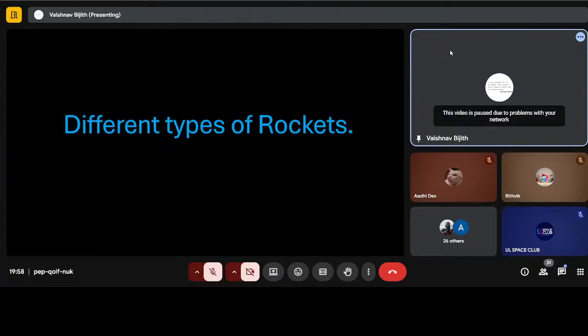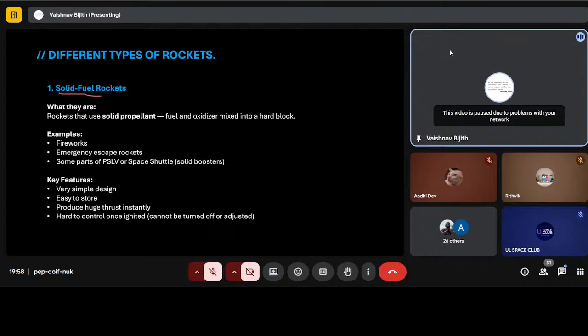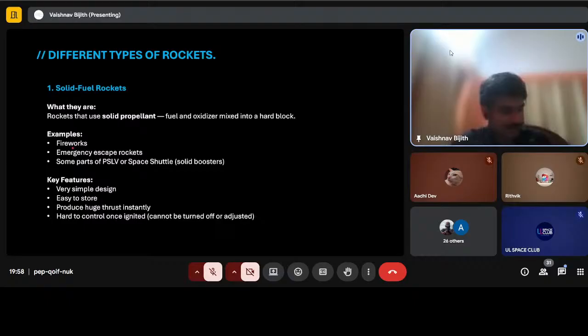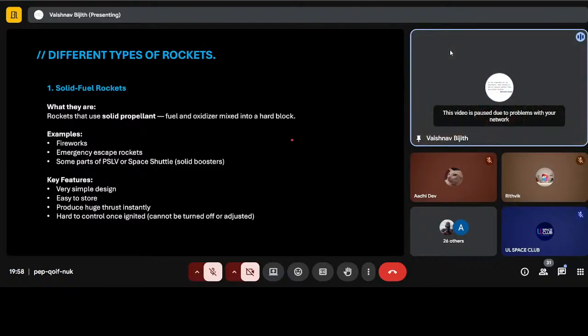Okay, so first up, we will discuss the solid fuel rockets. So these rockets' fuel is a solid propellant, right? As its name says, they will have something solid in it. One of the most common examples of solid fuel rockets is just your fireworks, right? The fireworks that we use. They're also a type of rocket, and they have a solid propellant. And also some parts of our PSLV use solid propellant.